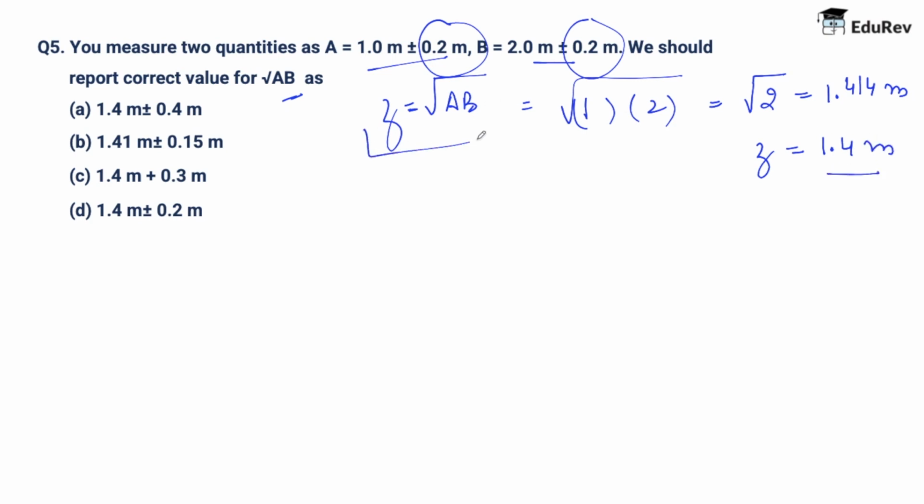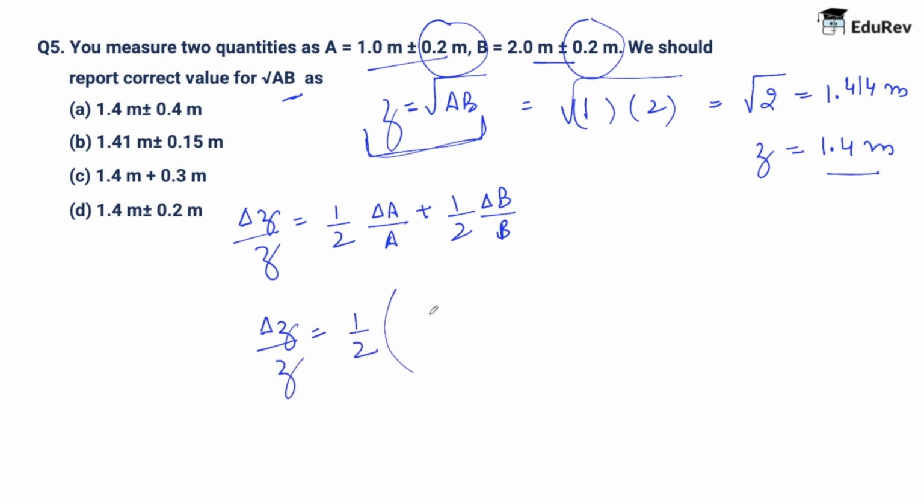Correct. So when I differentiate this equation, it will be delta Z over Z equals half delta A by A plus half delta B by B. Now I am going to substitute the values given in the question into this equation. So delta Z over Z is going to be half, delta A is 0.2 and A is 1. Similarly, delta B is 0.2 and B is 2. And when I solve this, it will be 0.15. So I know what is delta Z. Delta Z is 0.15.